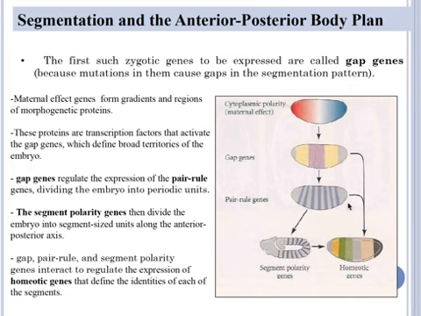After gap genes, pair rule genes and segment polarity genes are expressed, these genes altogether will activate the expression of homeotic genes, not to form the segments themselves, because the segments are already formed, but to give the identity of each already formed segment. So these genes activate homeotic genes to give the identity of each segment.